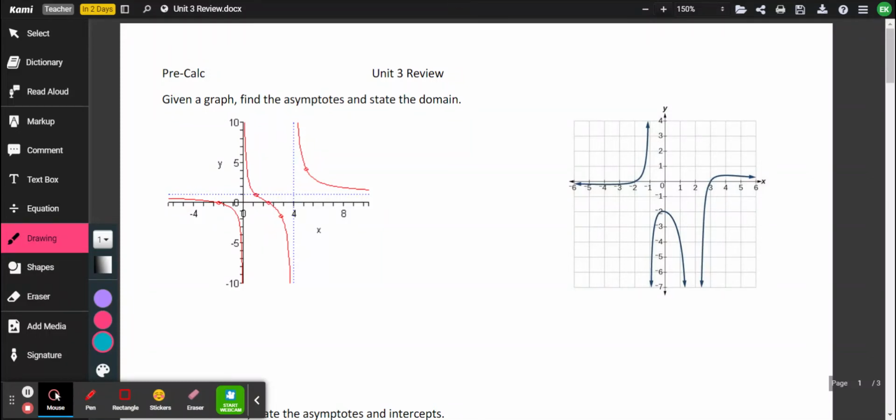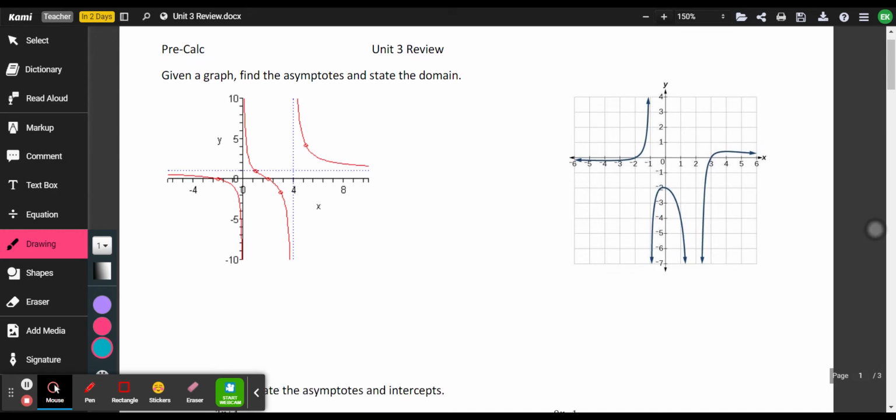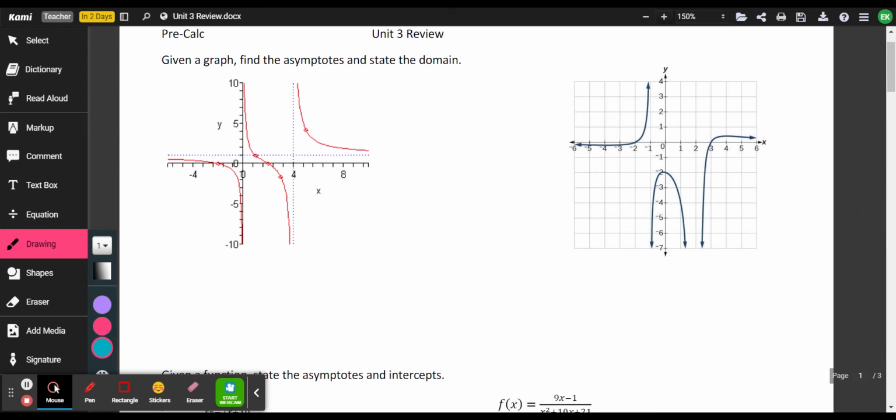Here is some of your review problems. I'm not going to do them all. The answer key for everything will be posted, but I wanted to walk through one of each type for you. Okay, so looking at this first one, we are finding the asymptotes and stating the domain from a graph. I'm going to start with the domain.